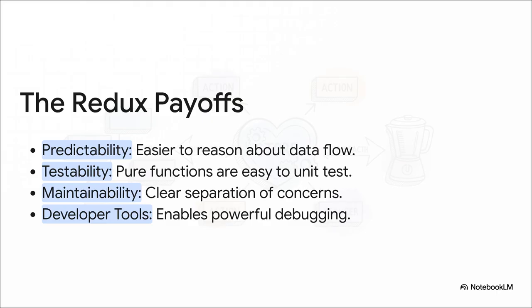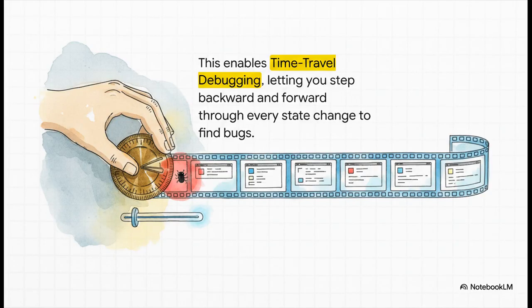First off, you get true predictability. You can actually understand your app because data only ever moves in one direction. Second, testability. Those pure reducer functions, they're an absolute dream to unit test. All of this leads to code that's way easier to maintain. But that last one, developer experience, well, that's where Redux pulls out its secret weapon. Because every single change is a self-contained action and every state is a distinct object, you unlock a developer's superpower, time travel debugging. I'm not kidding. You can literally record user sessions, play them back, and step backward and forward through every single state change your app has ever made to find out exactly where a bug appeared. It is an absolute game changer.